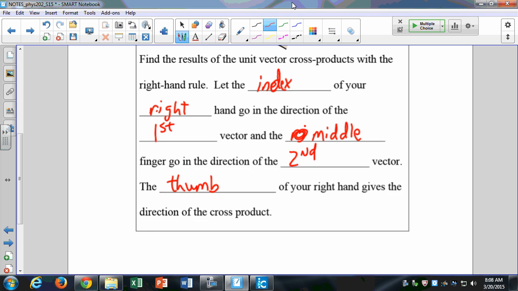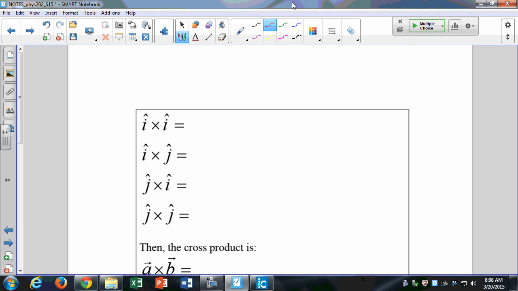Alright, so if we go back to what we were doing, we had I cross I. Now you already told me that this and this are both equal to 0. But if I'm looking at I cross J, what is the direction of that cross product? Remember, index finger in the direction of I, middle finger in the direction of J. And so the plus K direction is out of the board, right? So I cross J is plus K. What is J cross I? It's just the opposite. It's going to be negative K.